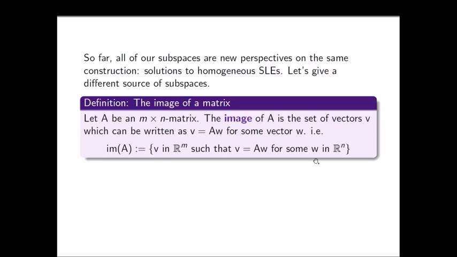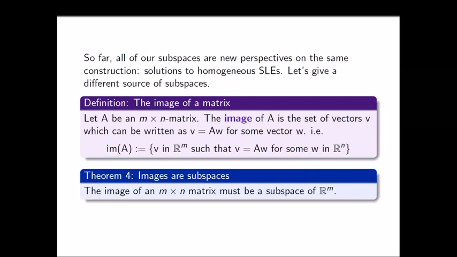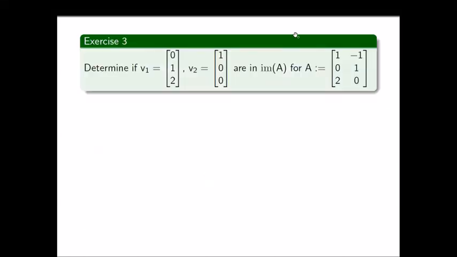In other words, you take all possible vectors w in Rn and you multiply A to all of them, and the collection of all outputs is going to be the image of A. And it ends up being a fact, as I promised, that the image of any m by n matrix is going to be a subspace of Rm. So let's finish this episode with an exercise. So we're given a 3 by 2 matrix A, and we want to verify whether these two vectors v1 and v2 are in the image of A.